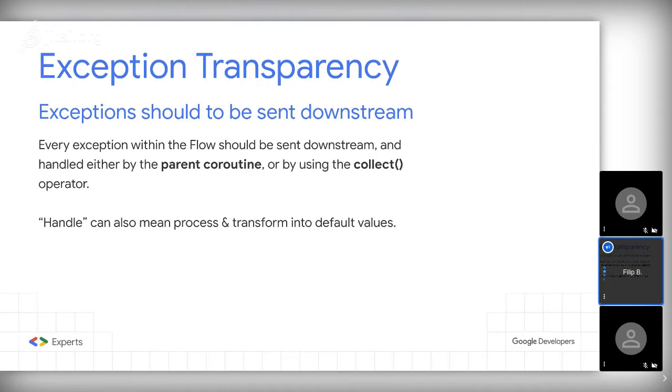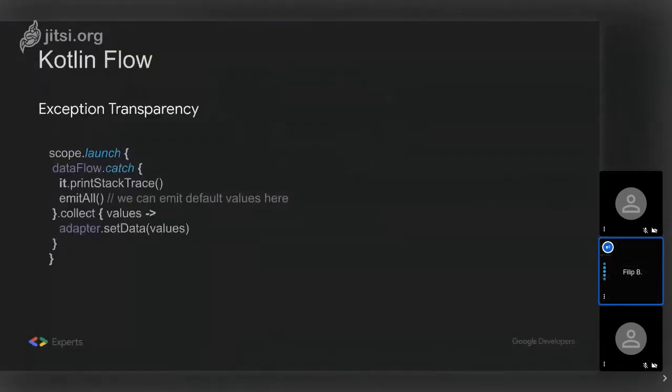Handling here means that you can pretty much do anything you want with them. You can just print out the stack trace. You can do some extra complex logic. But what you can also do is emit more values or default values and transform the flow into something different. So here we have a way to do this.